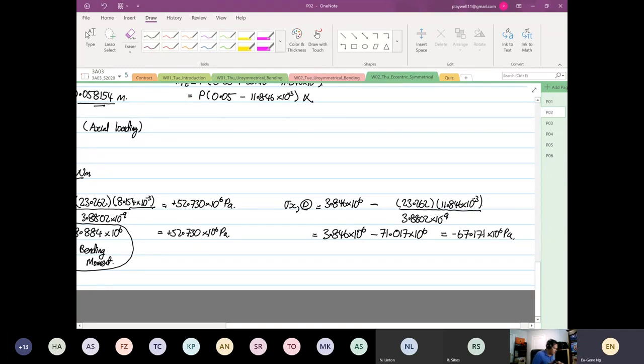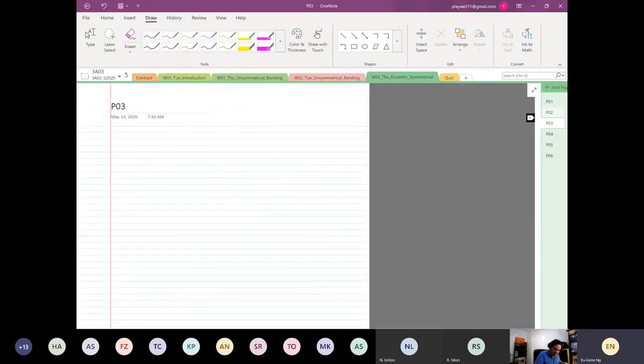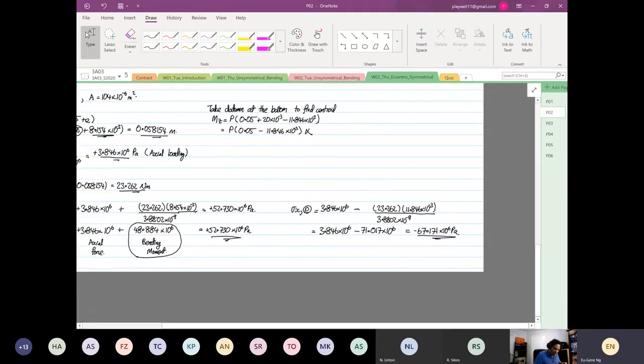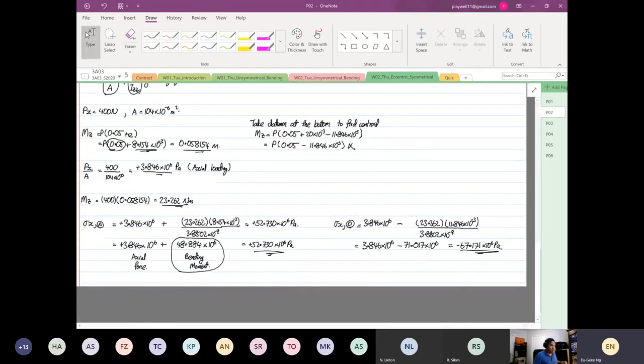Right, so here is where we are now. The next thing we're going to do, since we calculated our stresses, is find the position of the neutral axis. But before I carry on, does anyone have any questions up to here, please? Anyone?